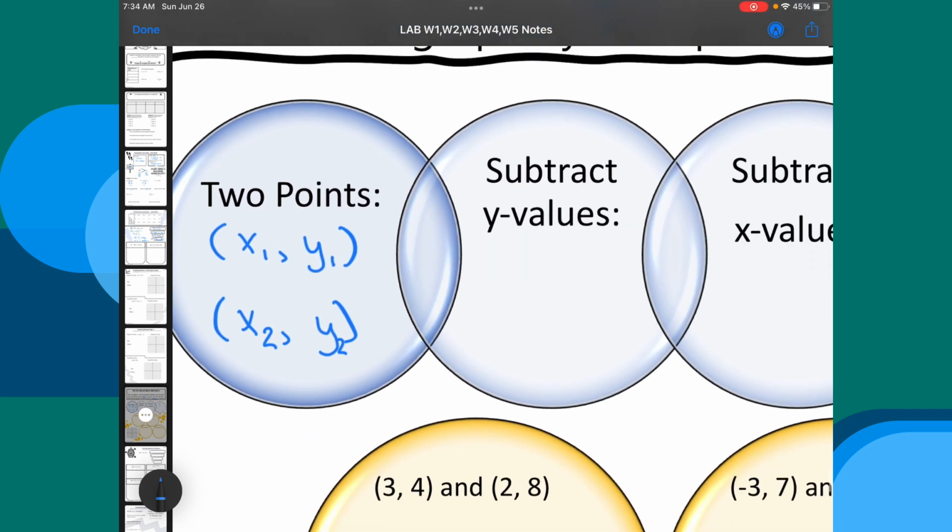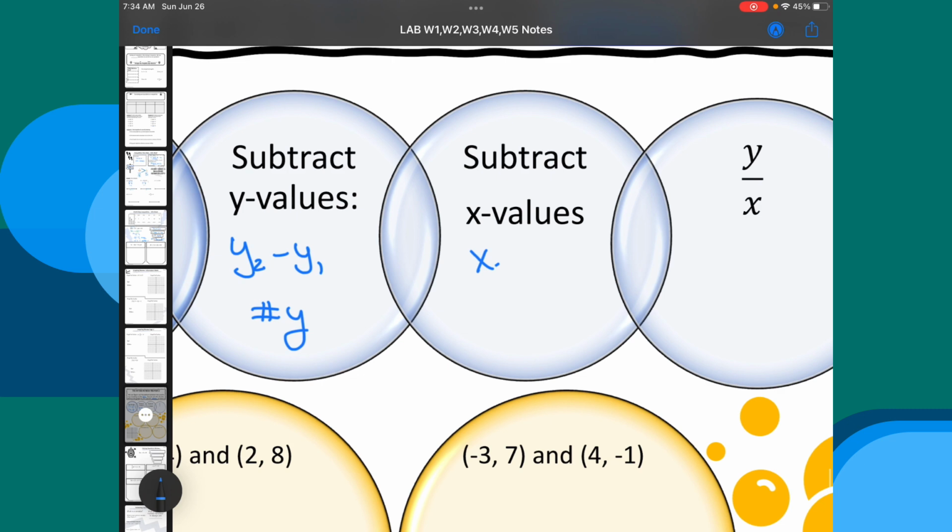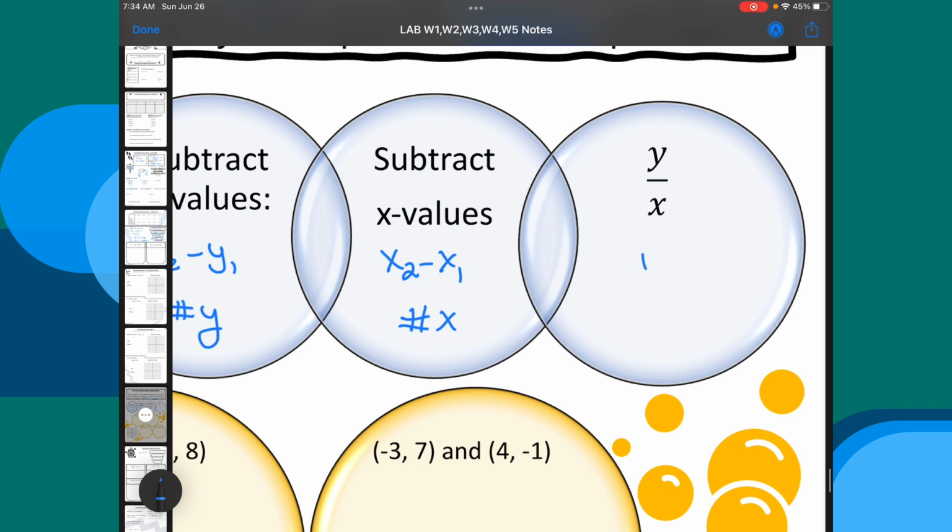So now we're going to subtract the y values: y2 minus y1. That's going to give us a number for y. Then we'll subtract the x values: x2 minus x1. That will give us the number for x. Then we take that number that we got for y and we divide it by that number we got for x. Let's take a look at an example.